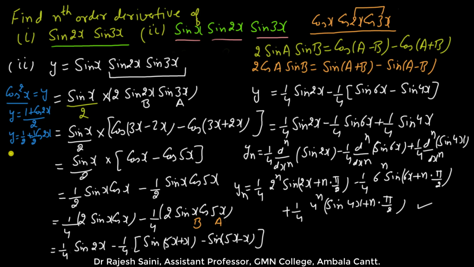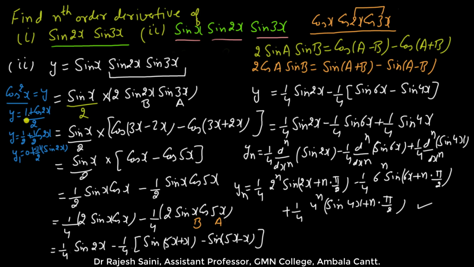Now you will differentiate. First time it will be 0 plus 1 by 2, sine 2x, and here will be minus also. Fine. So why am I differentiating? Because here we will be putting the condition n is greater than or equal to 1.